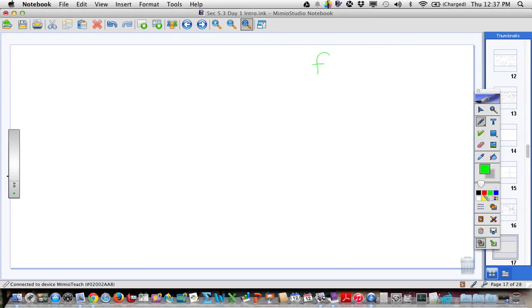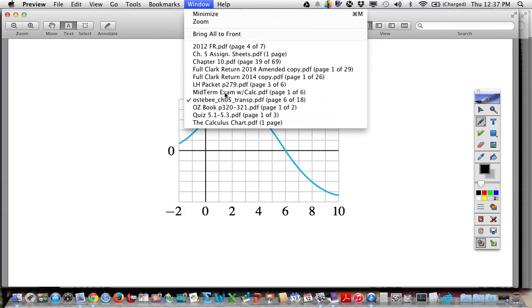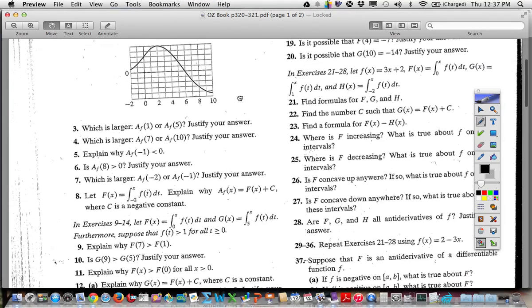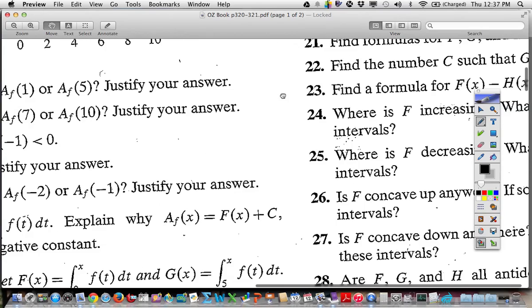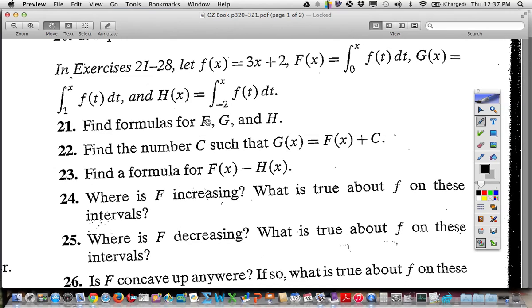All right. I also wanted to talk about 24 through 28 real quick. That was the problem we did yesterday, where f of x was equal to 3x plus 2, and then we had big F, big G, big H. Now, actually, let's go to this. So let's talk about 24 through 28. That's back on that previous page, back on section 5.2, I think. Okay? It was this situation right over here. All right? So we were talking about this situation here.